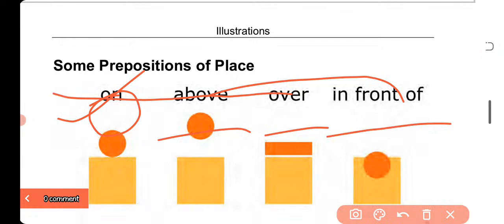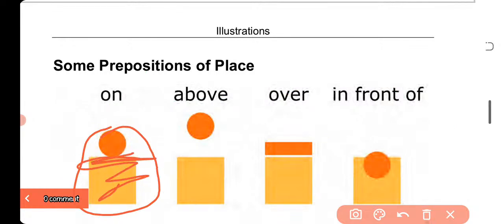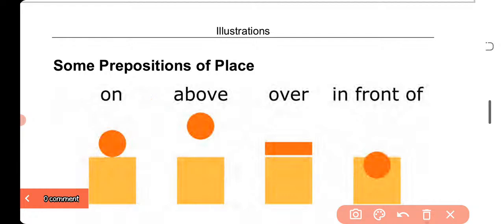If something is on any surface, just like this one, this is the surface, and this ball is on the surface. So it is showing that something is placed on a surface. Let's take some examples. The pen is on the table. Let's say this is the table and this is the pen. The pen is on the table, simply showing something that is on a surface.